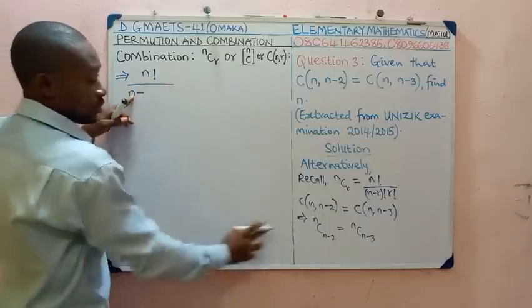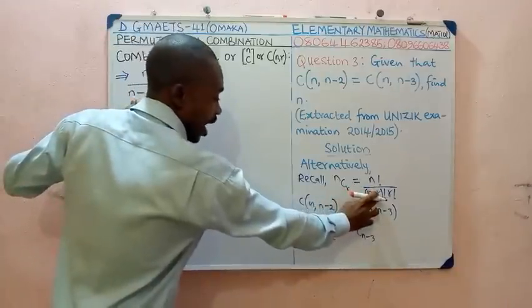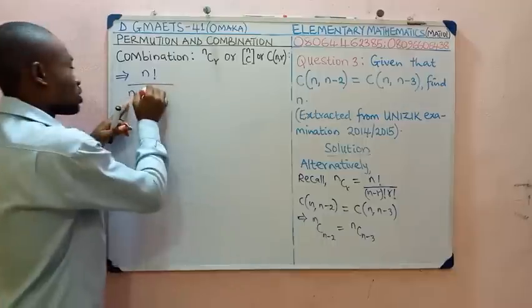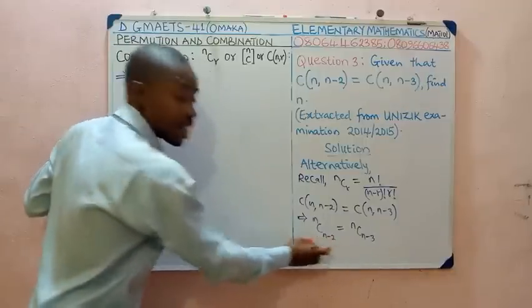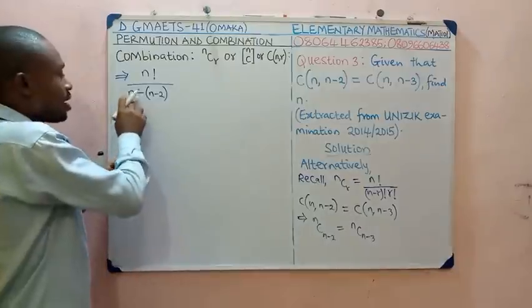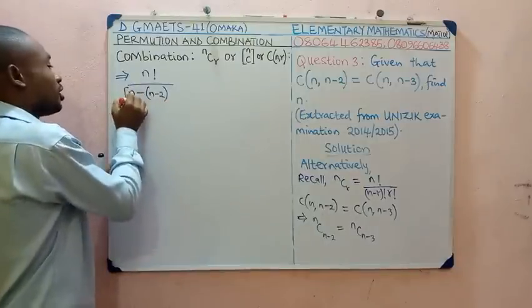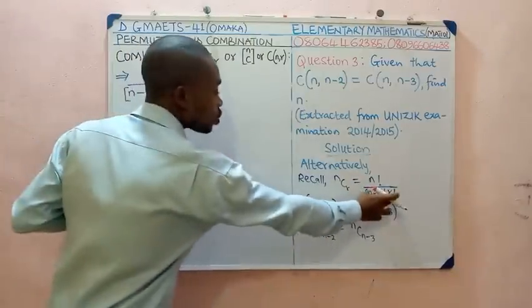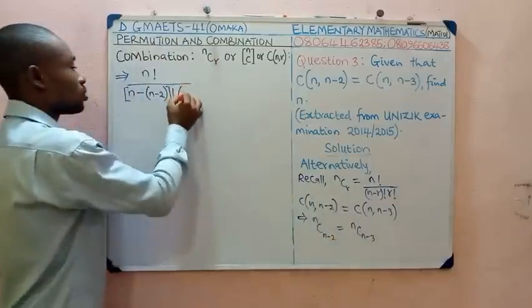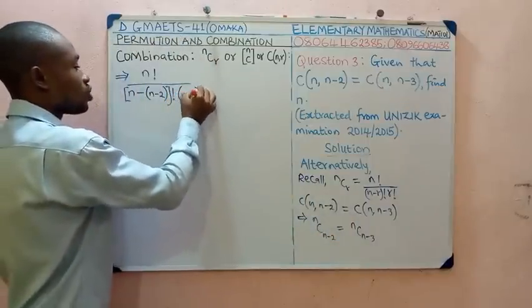minus n minus R. Our R is n minus 2 here, so it's going to be n minus 2. Once again, take note, R in this case is n minus 2, okay? So n minus our R, and close this in bracket, you have factorial, times R factorial, and R here is n minus 2. N minus 2 factorial.